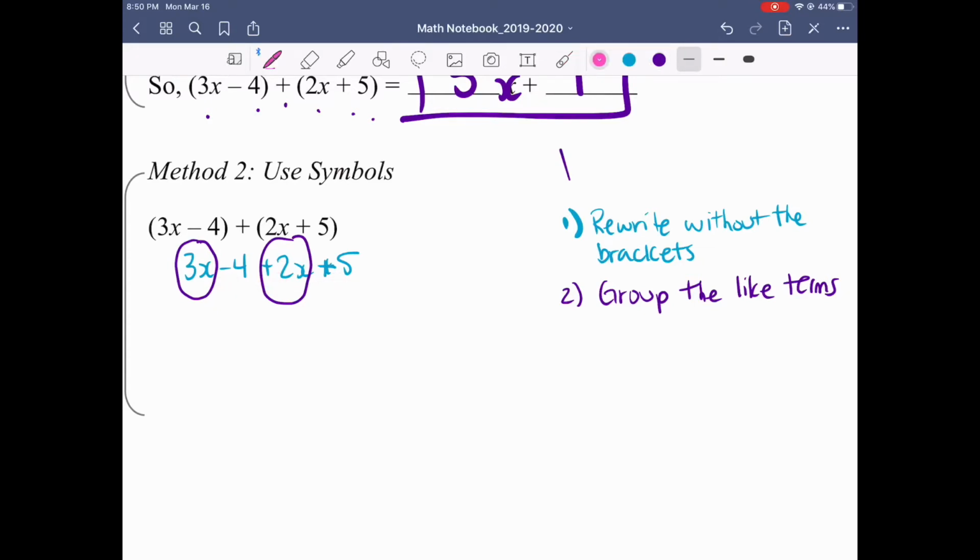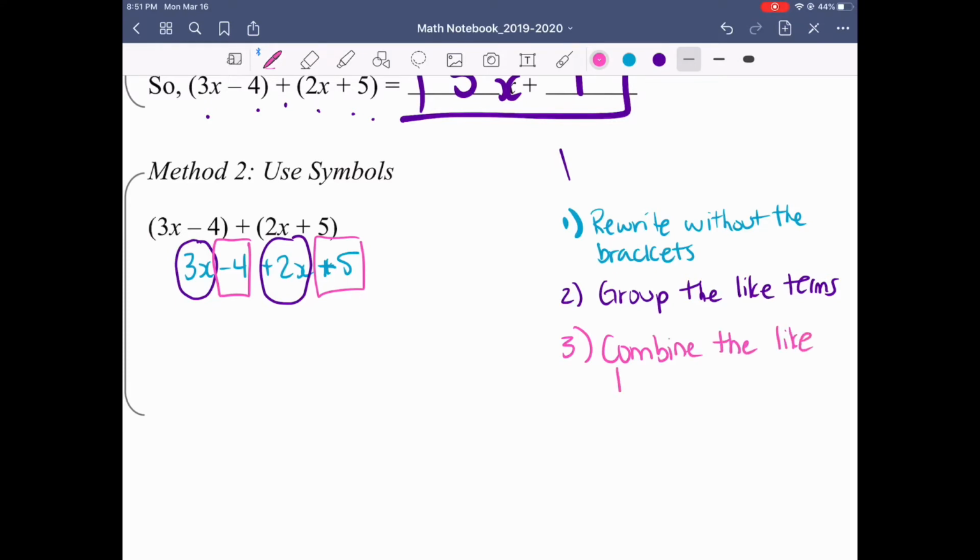And then the other type of term we have, I'm going to do squares. Negative 4 and positive 5 are both constants, so they are actually like terms with each other. So step 1, we did. Step 2, we did. Now, step 3 is going to be combine the like terms.